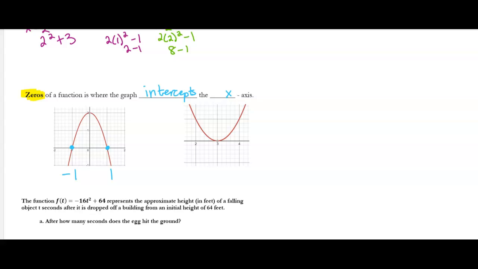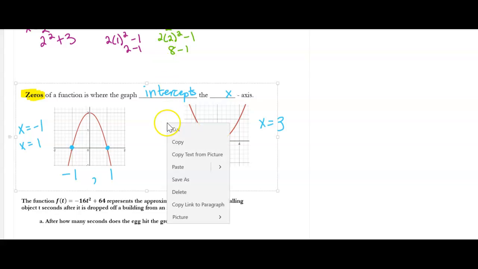Sometimes you're going to list them as negative 1, comma 1. You'll never put parentheses around it because that would make it an ordered pair. They might also say x is negative 1, x is 1. All right, sometimes when you do this, you're going to have just one zero, and this zero is 3. So x is 3. So zeros are where it crosses the x-axis. All right, let's look at the last thing, which is a quick word problem.